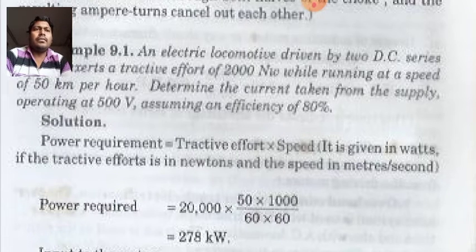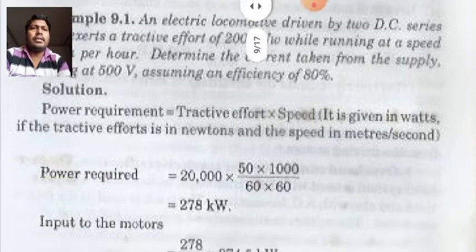into 50 into 1000. Why 50? 50 is the speed, right? And why has it been multiplied by 1000? Because the speed is 50 km per hour. Now we have to make it in seconds, so divided by 60 into 60. That comes out to be 278 kilowatt.